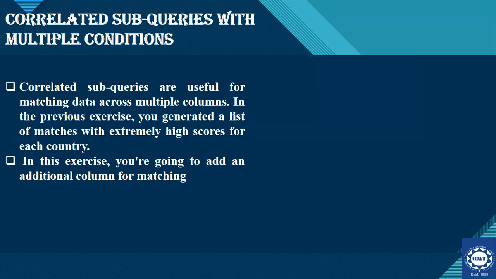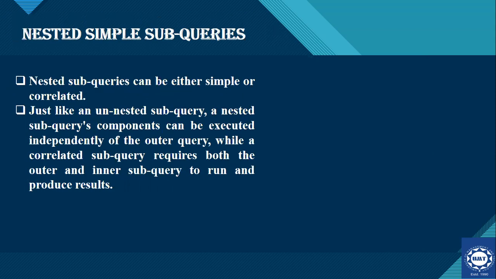Then correlated subqueries with multiple conditions. So they are useful for matching data across multiple columns. In the previous exercises, we have generated a list of matches with extremely high scores for each country. Now in this exercise, we are going to add an additional column for matching.